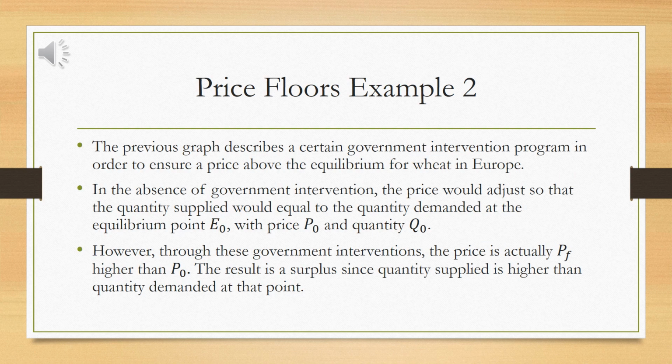The previous graph describes a certain government intervention program in order to ensure a price above the equilibrium for wheat in Europe. In the absence of government intervention, the price would adjust so that the quantity supplied would equal the quantity demanded at the equilibrium point E0 with price P0 and quantity Q0. However, through these government interventions, the price is actually PF, higher than P0. The result is a surplus, since quantity supplied is higher than quantity demanded at that point.